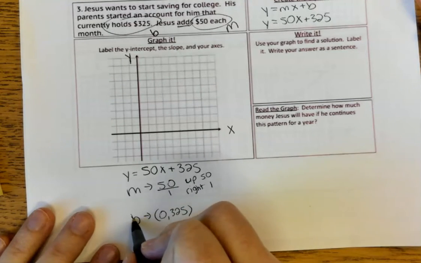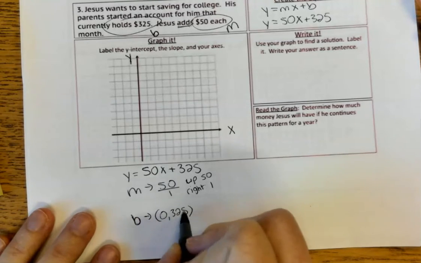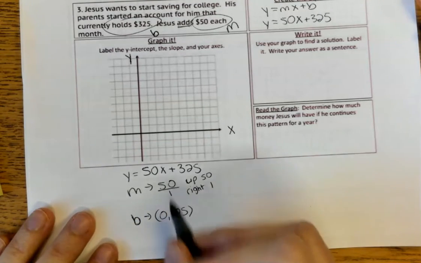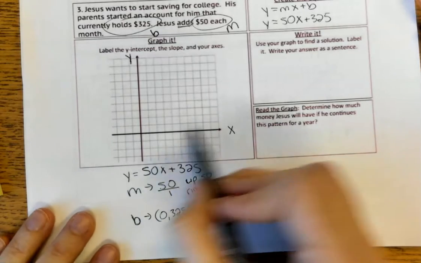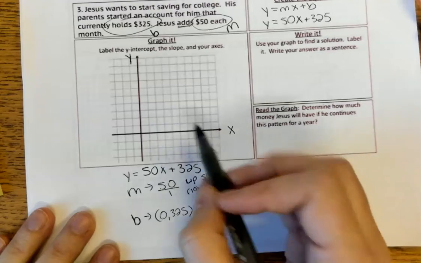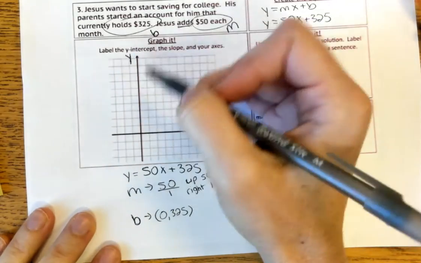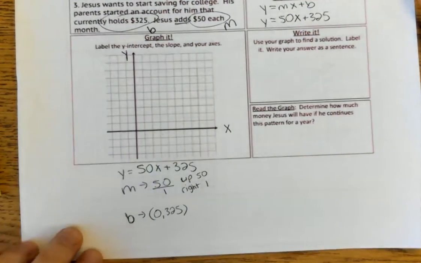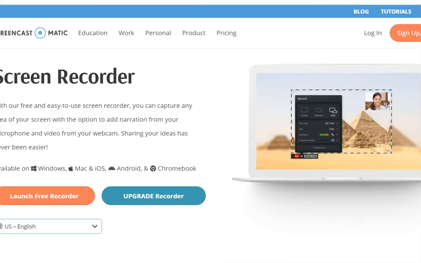Alright, so looking at these numbers, they're kind of big, right? The 0, 325, and then 50. So I need to scale my axes because I definitely won't be able to plot this graph if I'm going 1, 2, 3, 4, 5, right? Because if I count up 50, I won't even have any room on the graph. So let's go to Desmos and see what a good scaling option is.